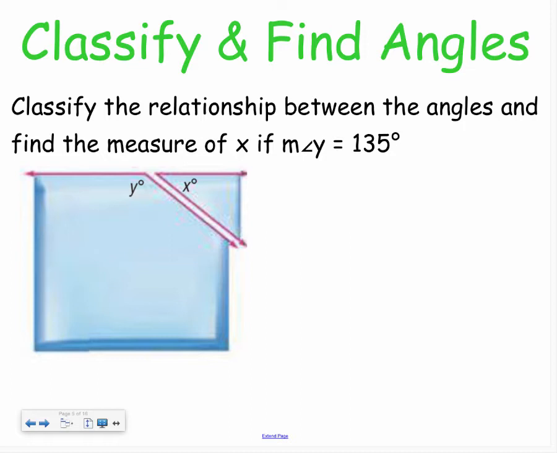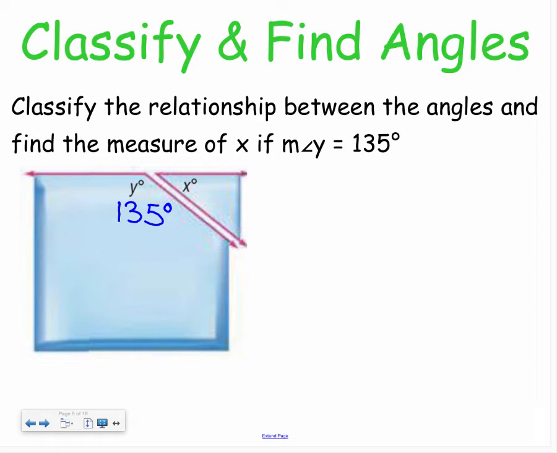So part of your homework tonight is going to be classifying angle relationships. So they're going to give you pictures like this one here, and they are going to ask you how the angles are related, and then to find the missing angle measurement. So they tell us that we need to classify the relationship and then find the measure of x if the measure of y is 135 degrees. So we can put 135 degrees in the place of y.